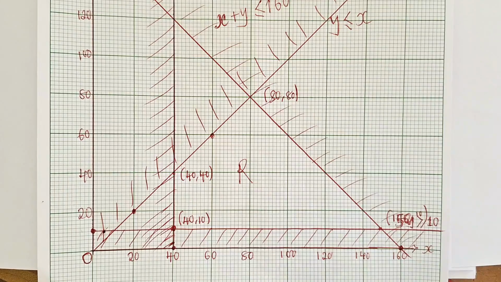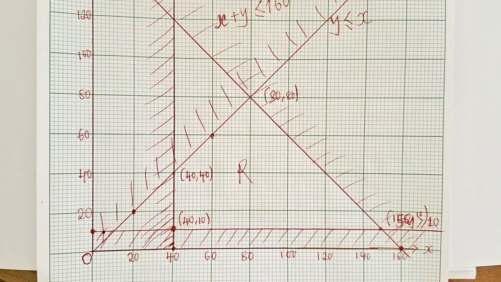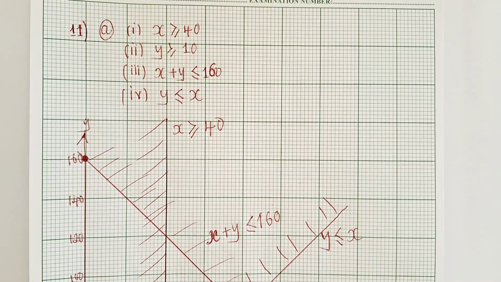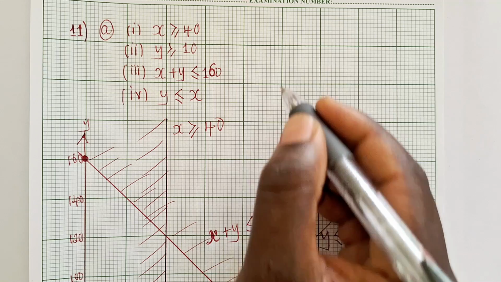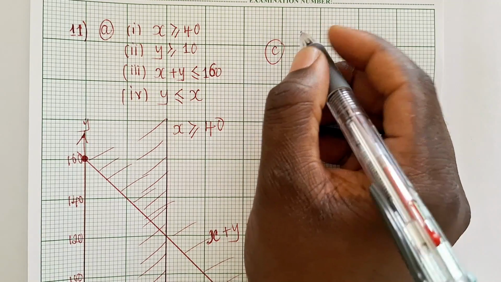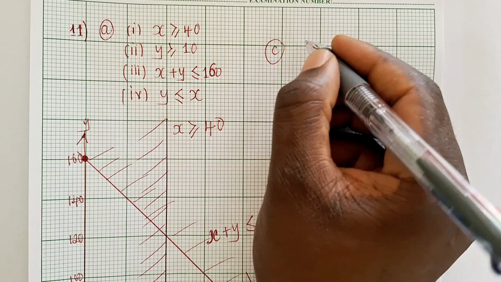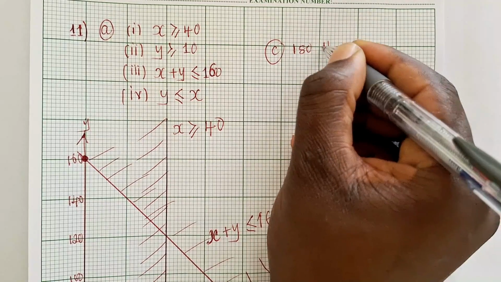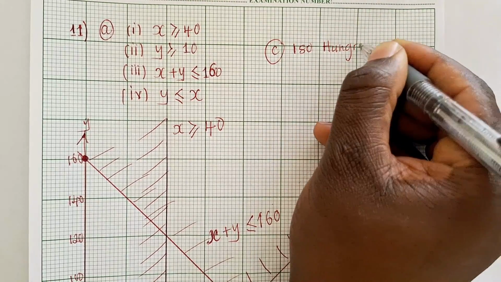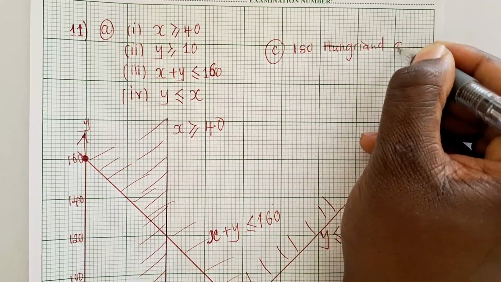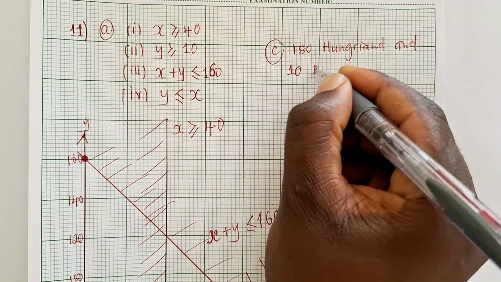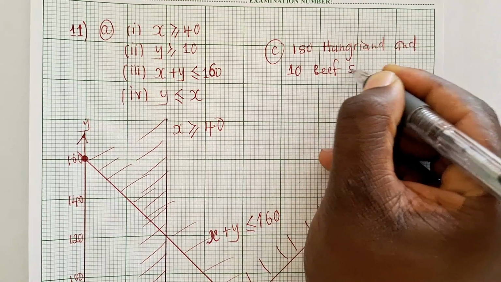Okay? So let's write the answer. We will indicate. Remember, all these must be on your graph paper. So we will indicate that for question C, it's supposed to be 150 Hungarian and 10 beef sausages.